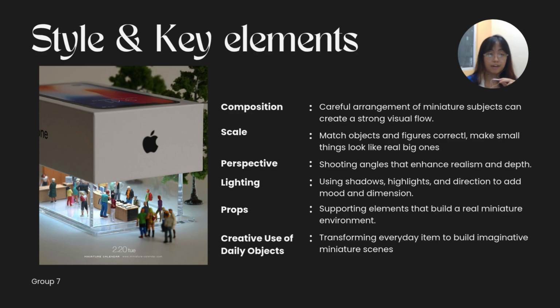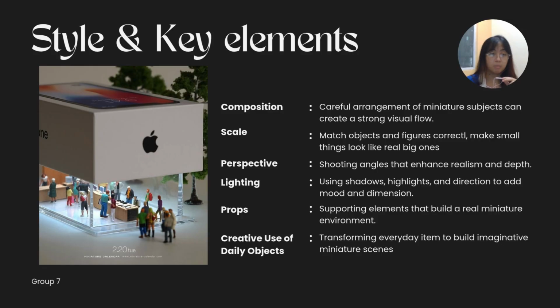In miniature photography, we scale the objects and the figures correctly and make the small things look like the real big ones. Number three is perspective. The shooting angle enhances the realism and depth and can make the picture look more realistic. Number four is lighting. Using shadows, highlights, and direction can add mood and dimension to the photo.